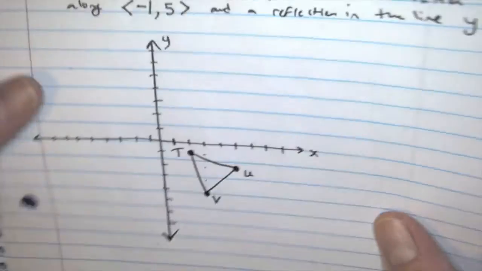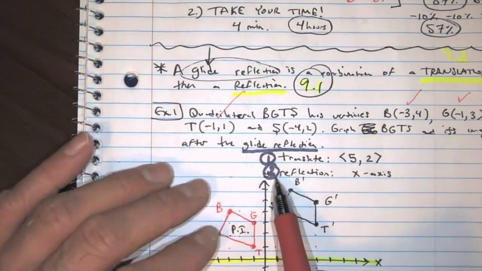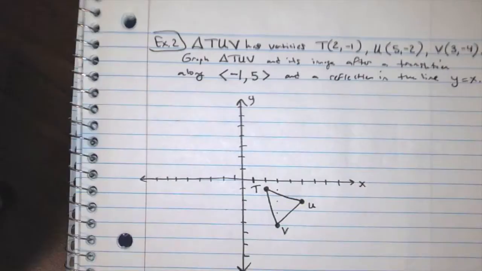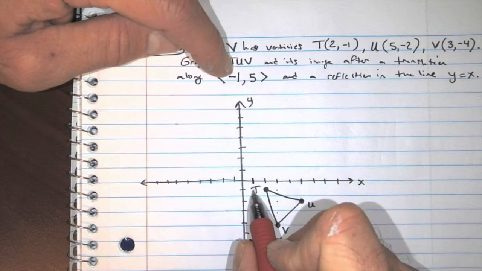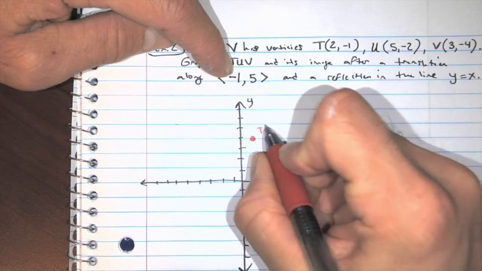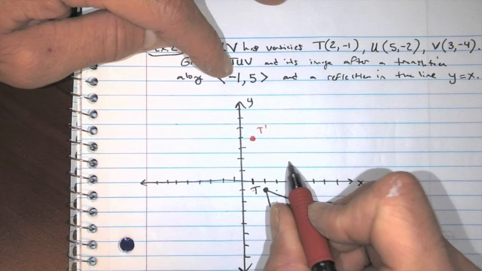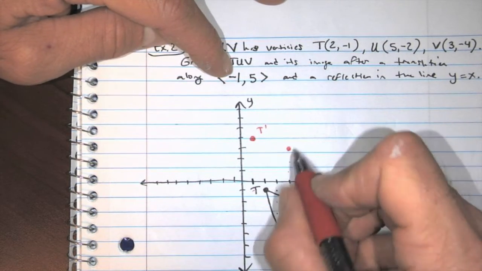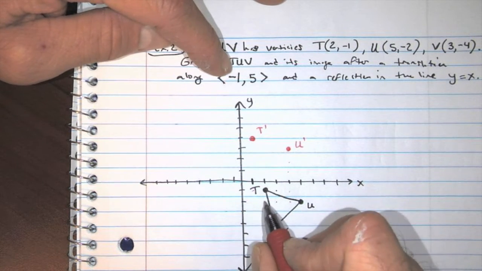Wait a minute. Yep, we always translate first, reflect second. Perfect. I want to make sure I'm doing this right. We're going to translate first, so back 1, up 1, 2, 3, 4, 5. T prime. Back 1, up 1, 2, 3, 4, 5. That's U prime. Back 1, up 1, 2, 3, 4, 5.